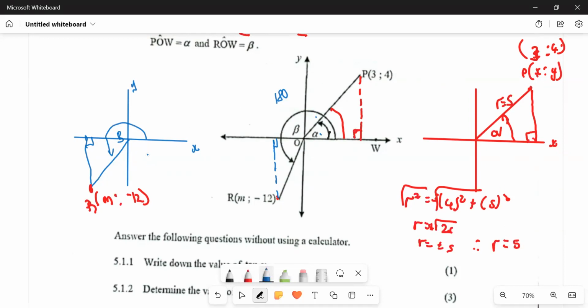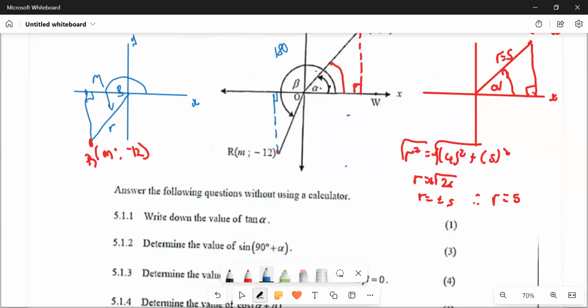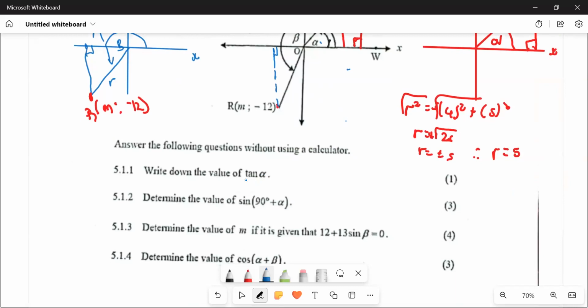The blue one, we don't know what is x, and we also don't know what is r. So we'll leave it for now. We'll come back to it later on. First question, what does the first question say?